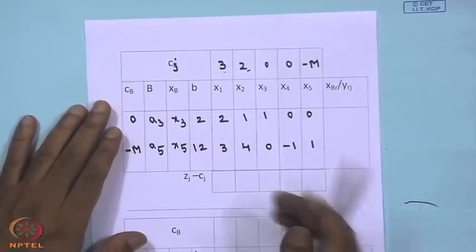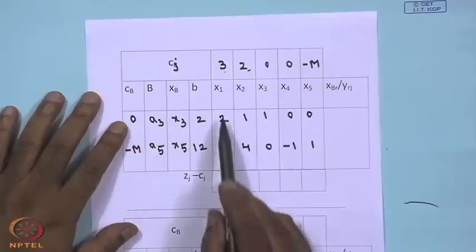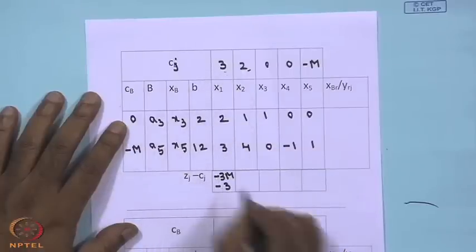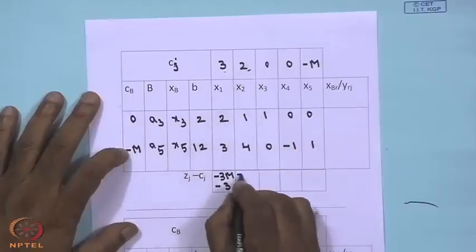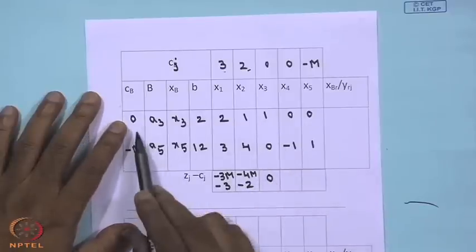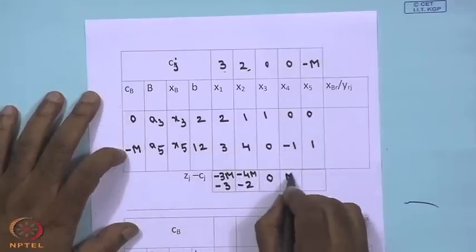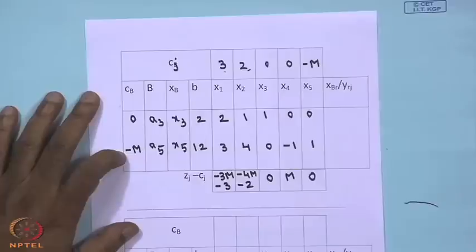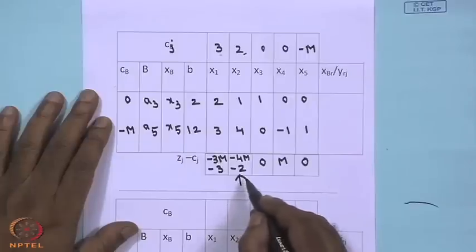Once I have done this, now I can calculate zj minus cj. It will be 0 into 2, plus minus M into 3, that is minus 3M, minus cj which is minus 3. So, it becomes minus 3M minus 3. Similarly, for the second case, 0 into 1, 0, minus 4M minus 2. So, it becomes minus 4M minus 2. For the next one, this is 0. For this one, 0 plus M minus 0, so it is M. For this case, minus M plus M, so this becomes 0. Since M is very large, the most negative quantity will be this one, or in other words your x2 will be the entering vector.